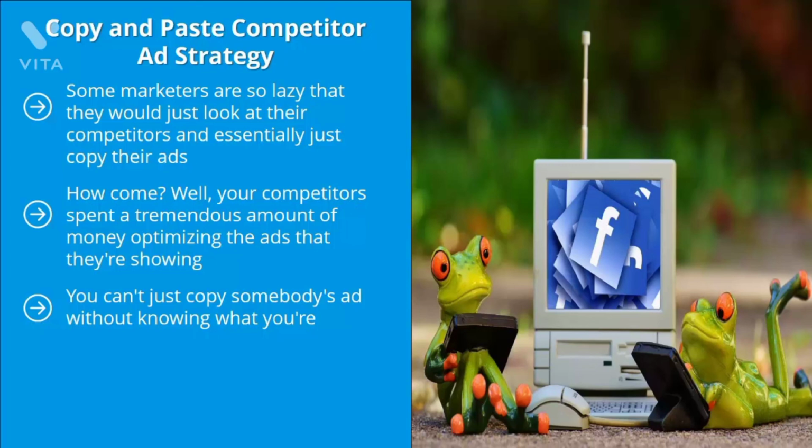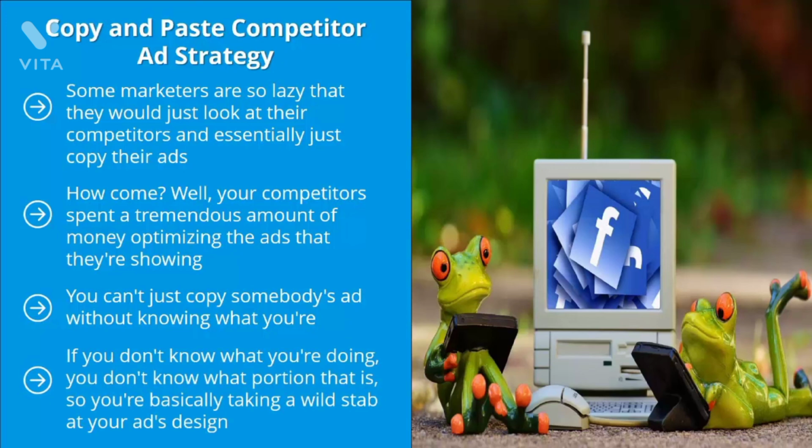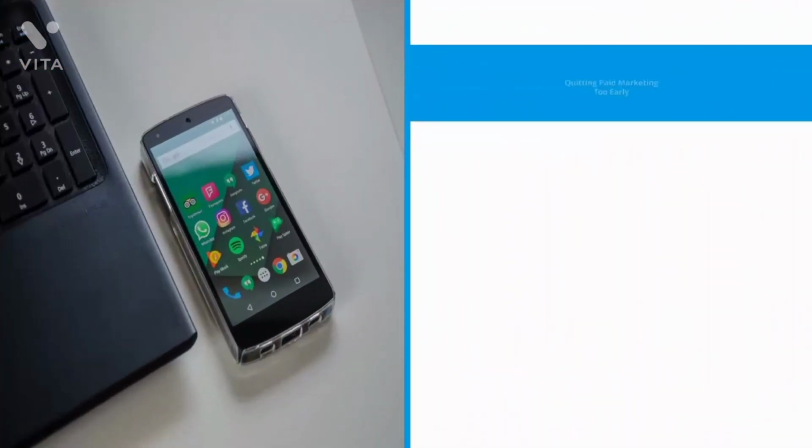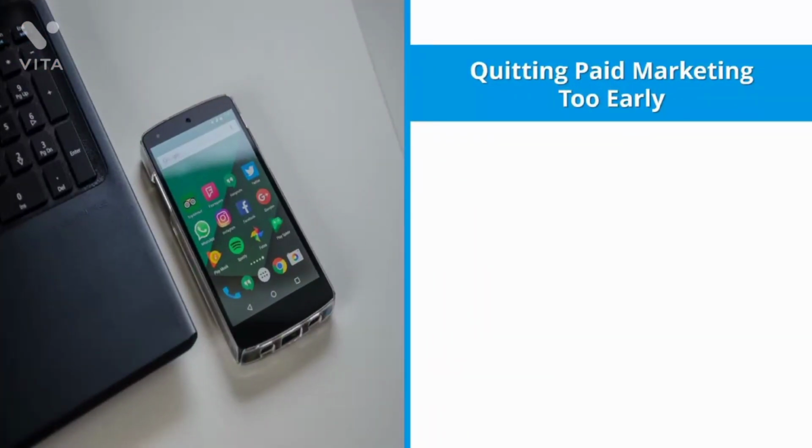Indeed, only a certain portion of your competitors' ads truly deliver results. If you don't know what you're doing, you don't know what portion that is, so you're basically taking a wild stab at your ad's design. You may be saying the wrong things at the right time, or you're saying the right things to the wrong people. You end up failing. Quitting paid marketing too early.